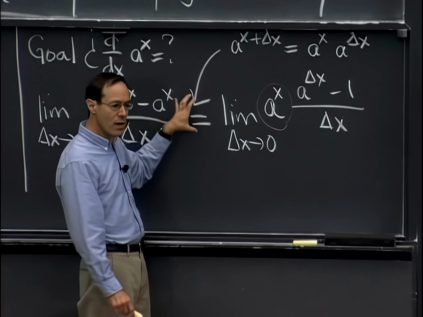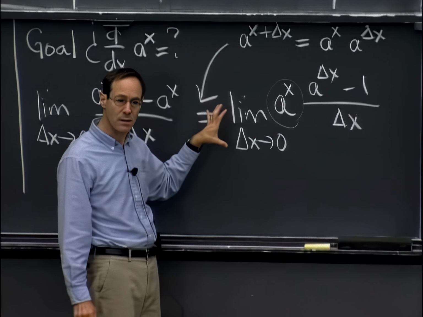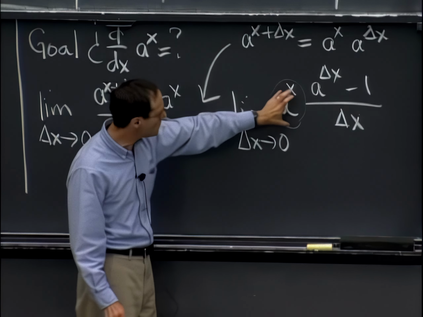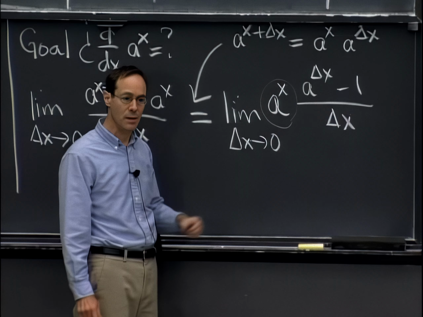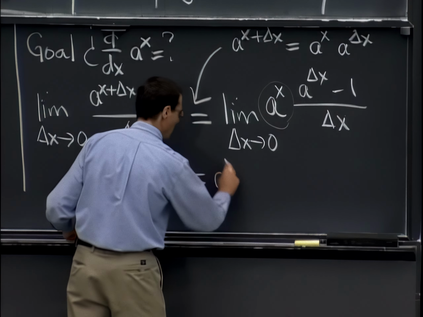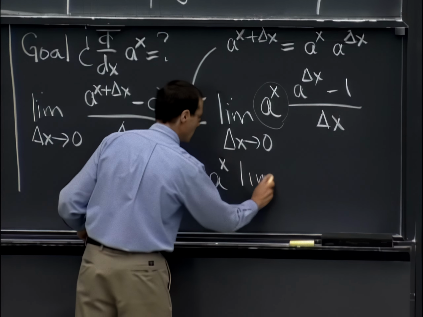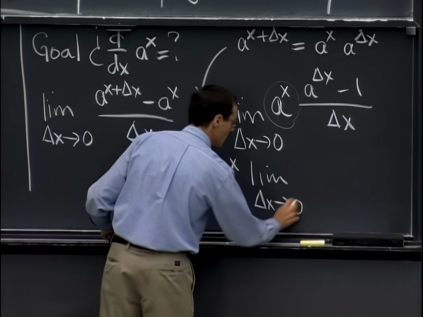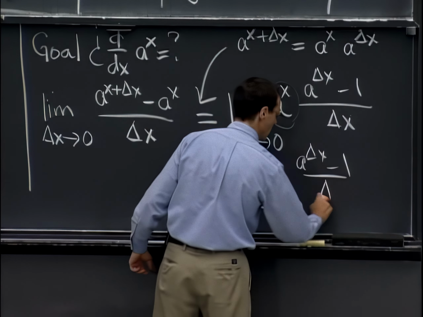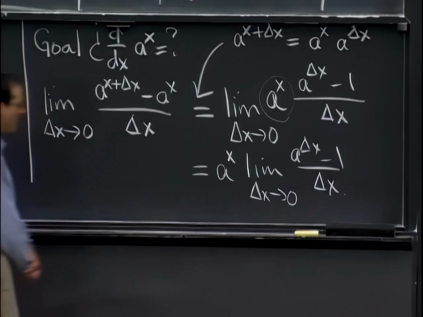And we can just factor it out of the limit. It doesn't affect the limit at all. A constant times the limit is the same as whether we multiply before or after we take the limit. So I'm just going to factor that out. So that's my next step here, a to the x, and then I have limit delta x goes to 0 of a to the delta x minus 1 divided by delta x. All right?